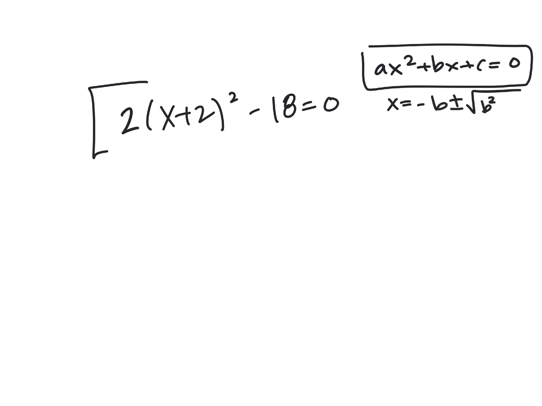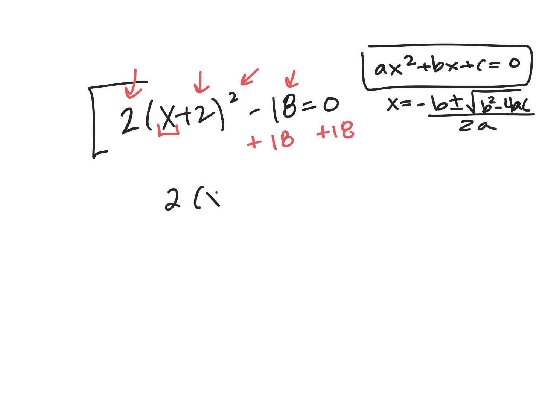But here it is going to work out nice. And so the way that works is you're just trying to isolate the x. So you have to make this 2 go away, and the 18. And then it's almost like you're undoing the order of operations. So you want to do all the adding and subtracting first. So we're going to add the 18 over. So then we're going to end up with 2 times (x plus 2) squared equals 18.